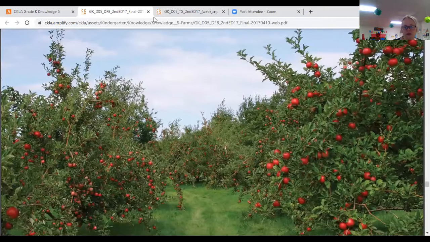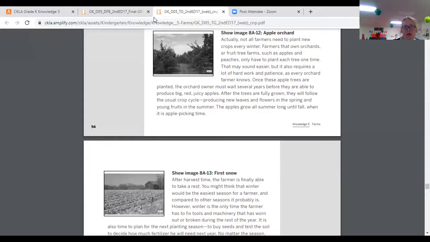Here we have a picture of an apple orchard. Do you remember who was responsible for planting a lot of apples? One of the characters we learned about? Johnny Appleseed. Apple orchards are an awesome place to visit.